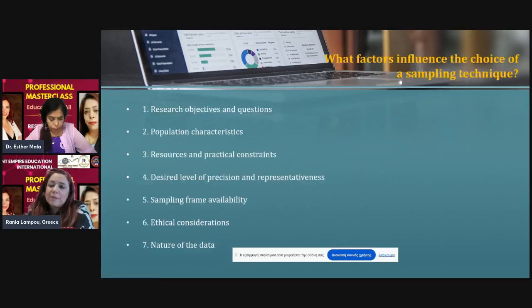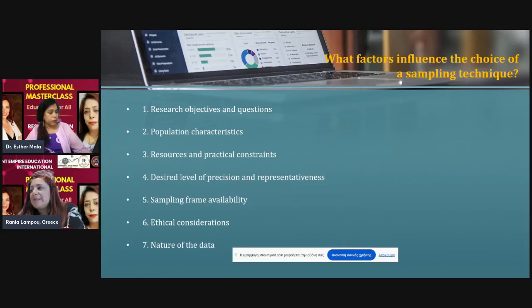And what are the factors that influence the choice of a sampling technique? The choice of sampling technique depends on important factors that shape how and why participants or data points are selected. For example, the research objective and questions. What you want to learn affects sample choice. Exploratory qualitative studies often use purposive or convenience sampling. Quantitative generalizable studies typically use probability sampling like simple random or stratified sampling.